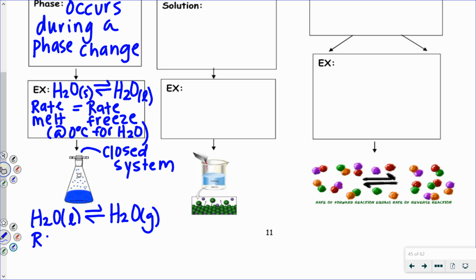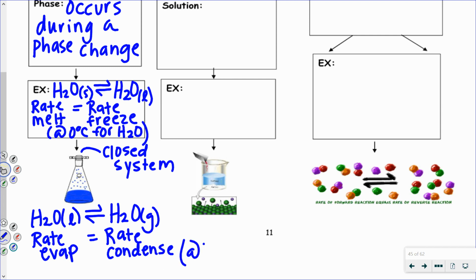So I'm going to write rate of evaporation equals the rate at which we condense. And for water, remember, this is at 100 degrees Celsius for water. Good. That represents a phase equilibrium. It occurs during a phase change.